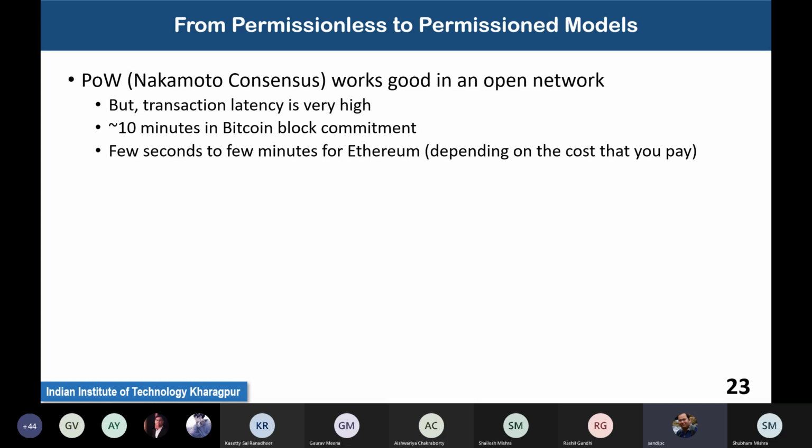But one of the major problems of such a system is that the transaction latency is very high. Why that is so, we'll see later when we go into details. Typically in the Bitcoin network, it takes around 10 minutes for a block commitment. In Ethereum, it is a few seconds to a few minutes, depending on the cost you pay for executing your transactions. So this kind of model is very slow to converge. The transaction doesn't get executed immediately; it takes some time.